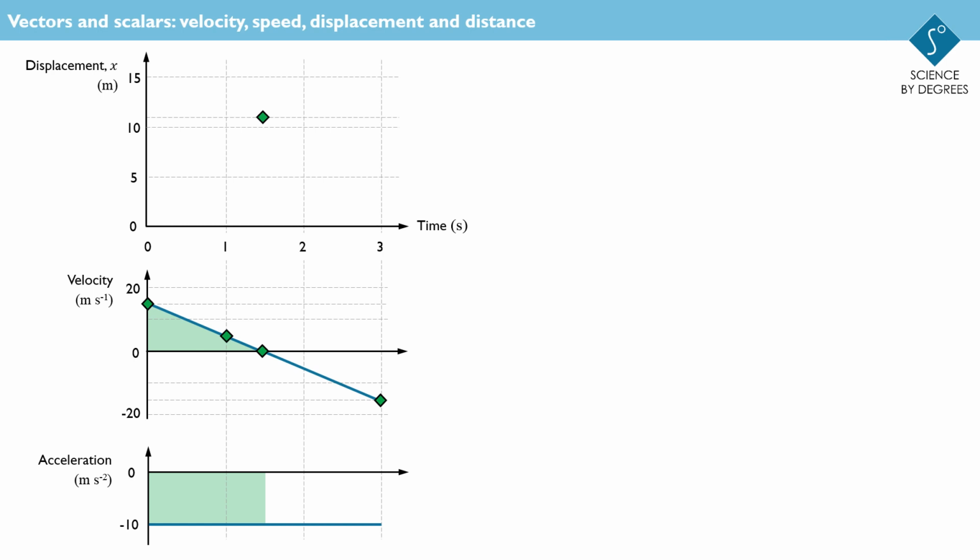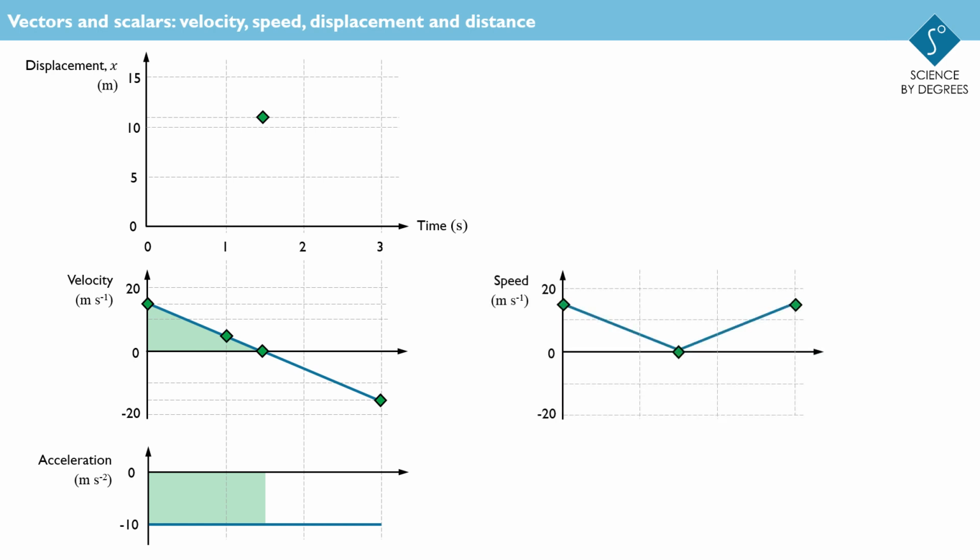Speed is a scalar quantity and velocity is a vector, so speed is blind to the direction of travel, whereas the difference between the starting and ending velocities is 30. We could draw a speed time graph rather than a velocity time graph. It would look like this. Notice how the speeds are mirrored in the two halves of the motion.